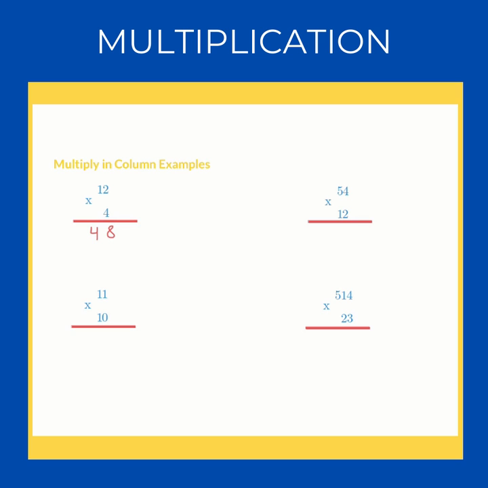Now for the second one, I have 54 times 12. So first, I need to multiply 2 times 4 and then 2 times 5. So 2 times 4 is equal to 8, and 2 times 5 is equal to 10. Then I need to go to the second number, which is 1, and I need to multiply 1 times 4 and 1 times 5. So I will skip one position.